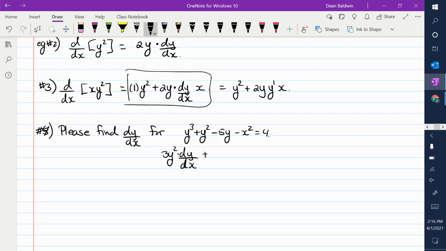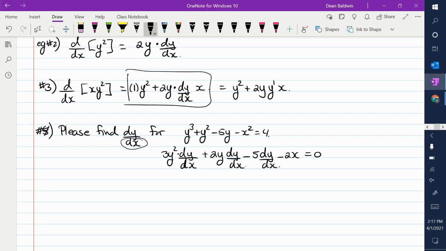Plus, what's the derivative of y squared? 2y dy/dx. What's the derivative of negative 5y? Negative 5 dy/dx. What's the derivative of negative x squared? Negative 2x, right? That one you can use the same rules because we're deriving with respect to x. And what's the derivative of 4? 0.